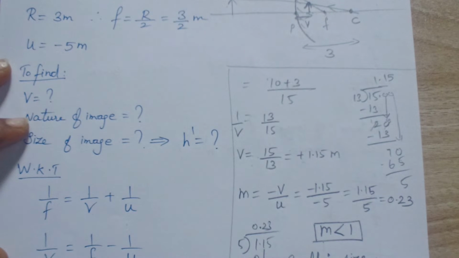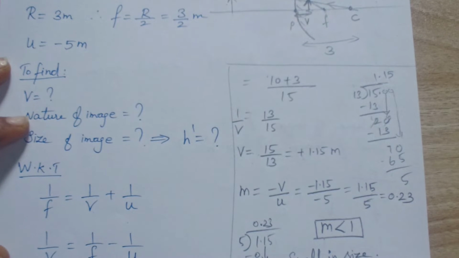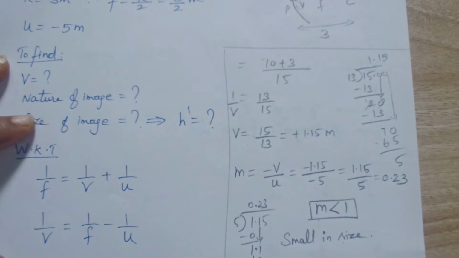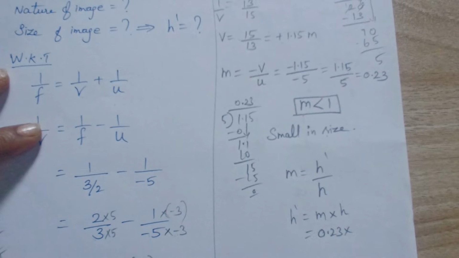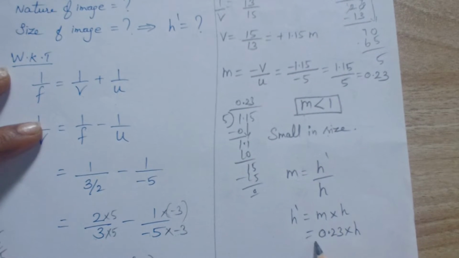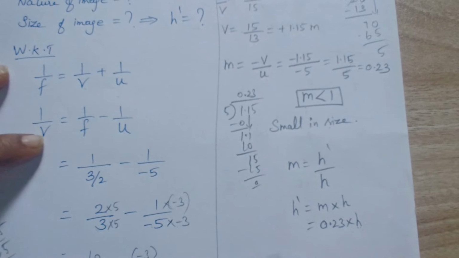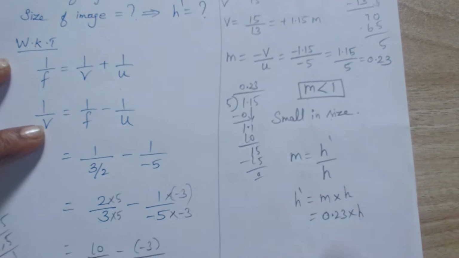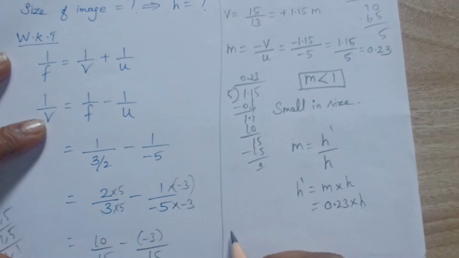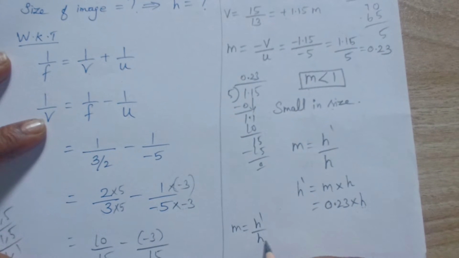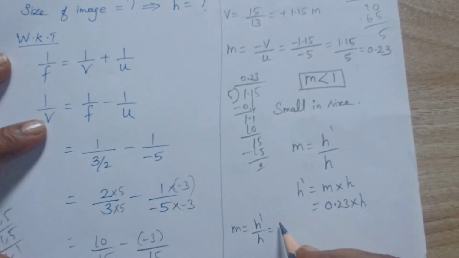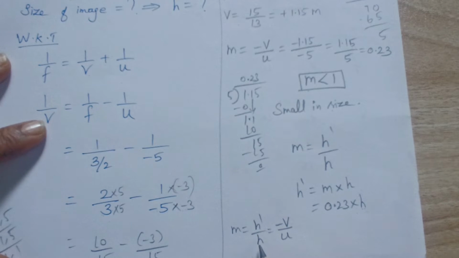The size of the image, h dash equals 0.23 into h, but you don't know the size of the object, so we cannot go by this method. But we have one more method to find this. What is it? You know that magnification equals h dash by h, and you can write the magnification in terms of v and u also, right? So you can compute from this.